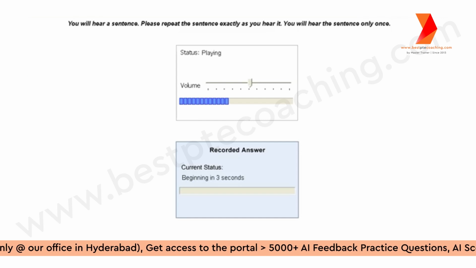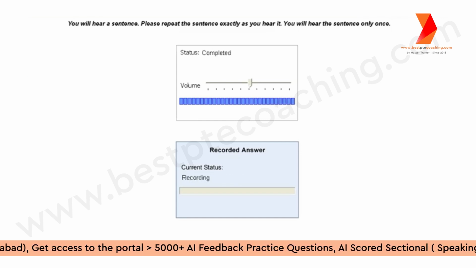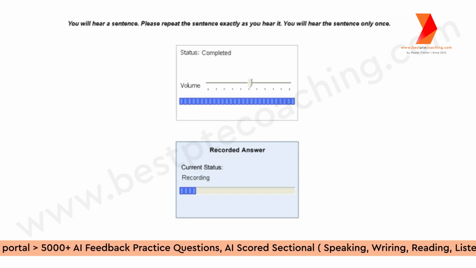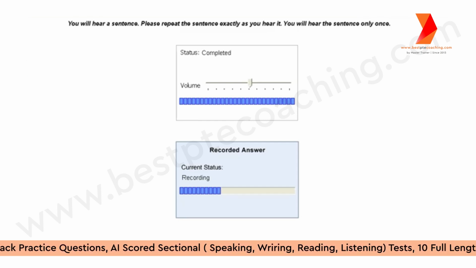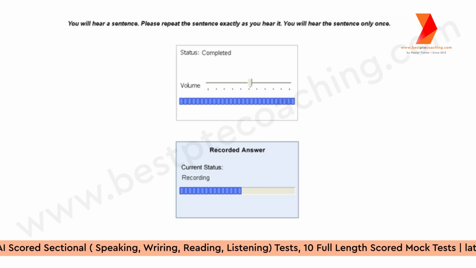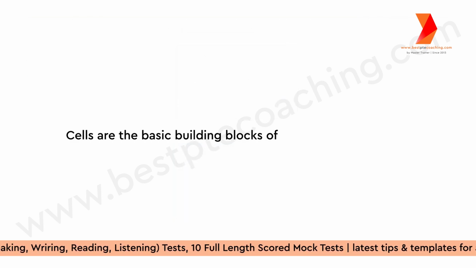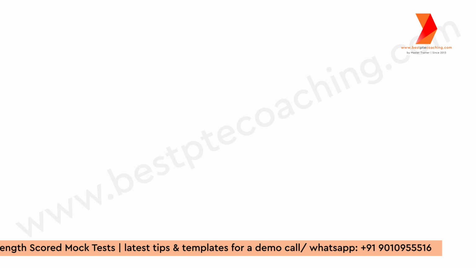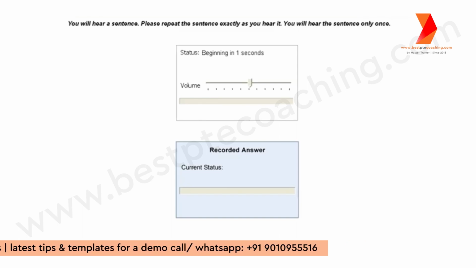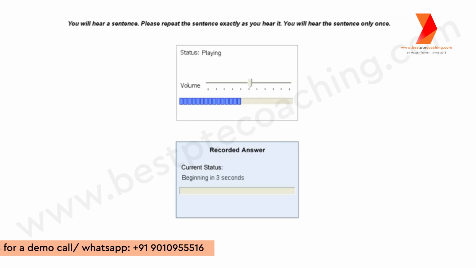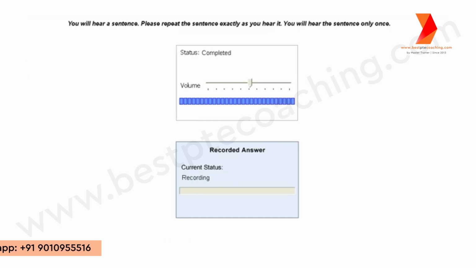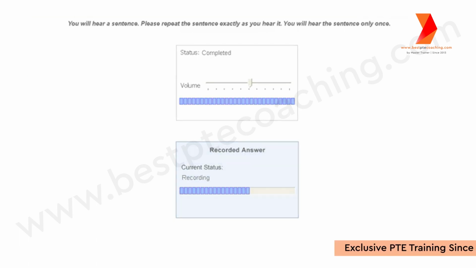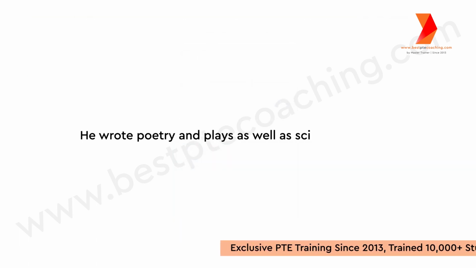Cells are the basic building blocks of all animals and plants. He wrote poetry and plays as well as scientific papers.